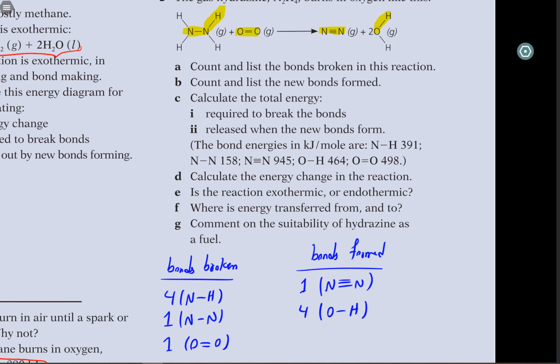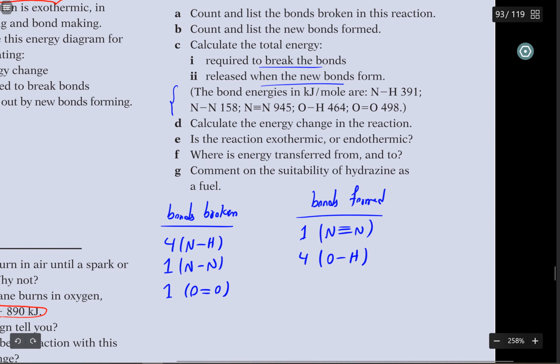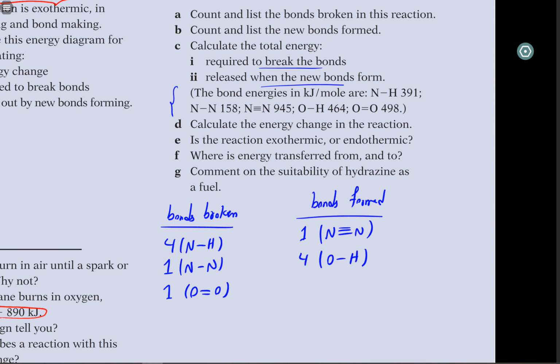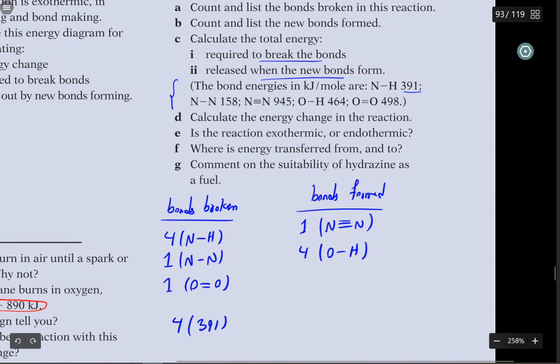Part C, calculate the total energy required to break the bonds and released when the new bonds form. The values for the bond energies are given here at the bottom of this question. So let's calculate the energy which we need for breaking the bonds. We have 4 nitrogen hydrogen, which is 391. So I have 4 times 391. I have 1 nitrogen single bond nitrogen.